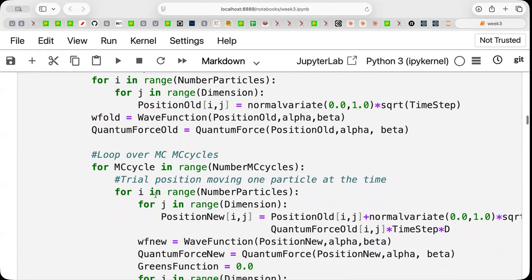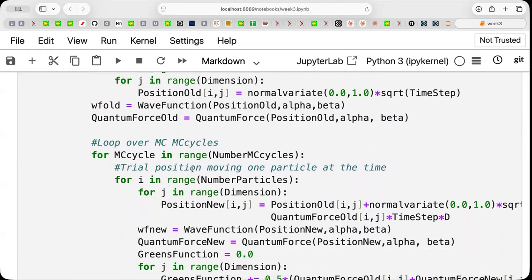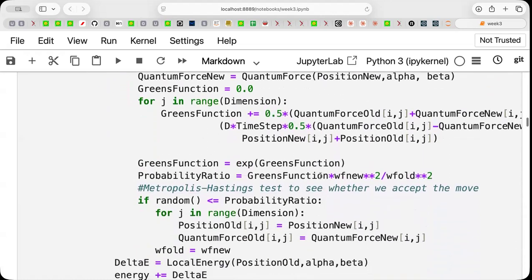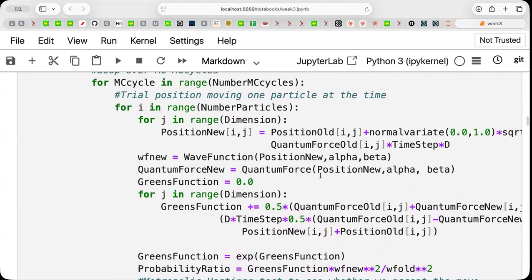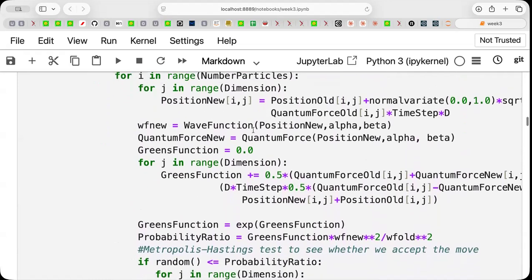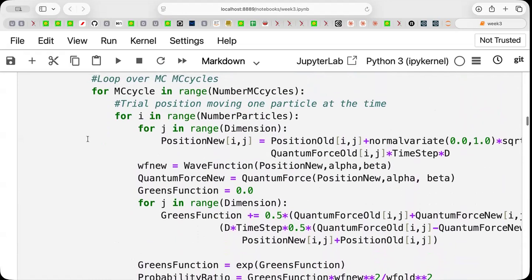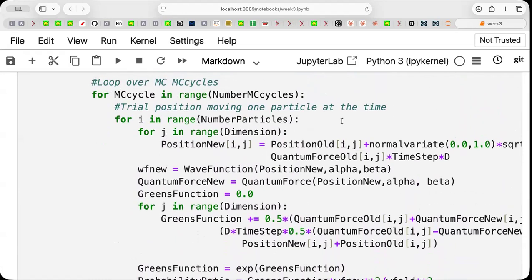So what you would normally do is actually to move one particle at a time. So, and you will see that in this case, sorry, I was wrong, because I'm just moving one particle at a time, and I'm performing the Metropolis test by moving one particle at a time. You could actually move all particles, but here I have implemented the moving of one particle at a time. And I will come back to these technicalities next week.